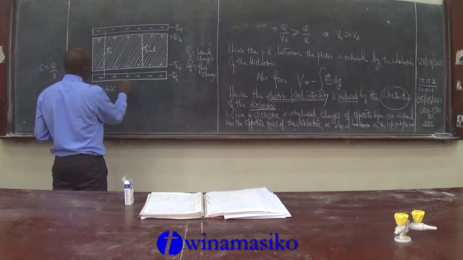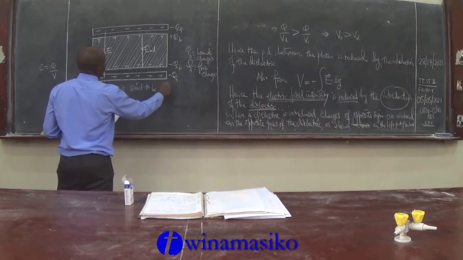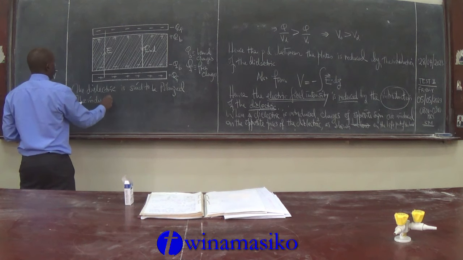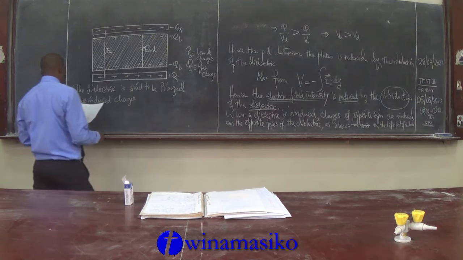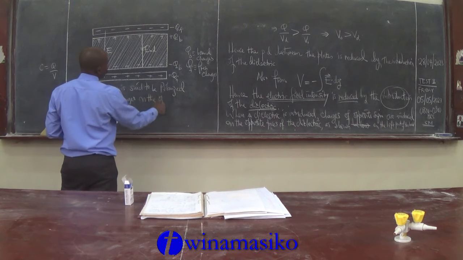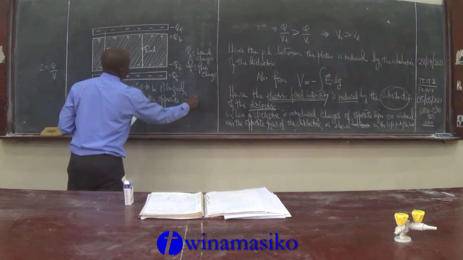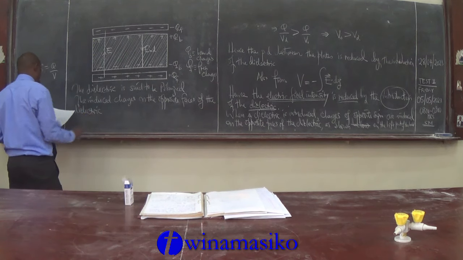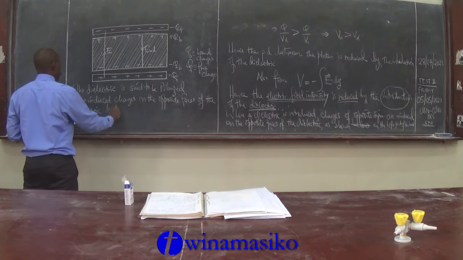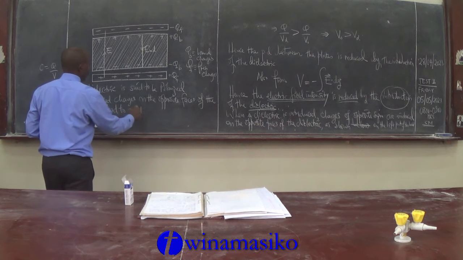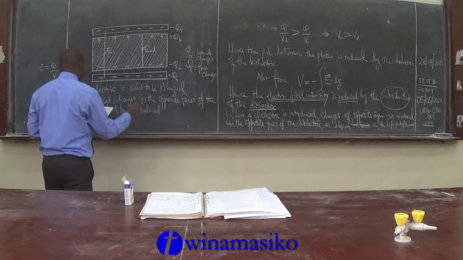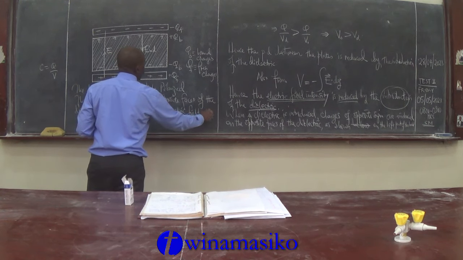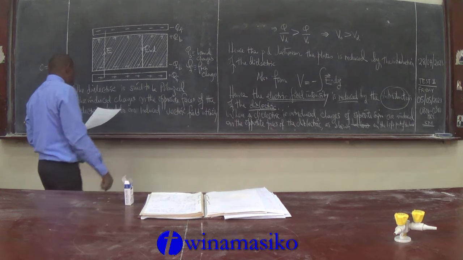So the dielectric is said to be polarized. It's said to be polarized. The induced charges on opposite faces of the dielectric lead to an induced electric field inside, which opposes the original.